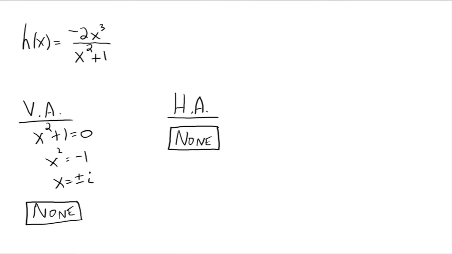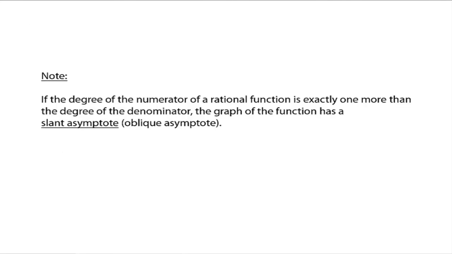But we've got one other asymptote I want to talk about. All right, make a little note. If the degree of the numerator of a rational function is exactly one more than the degree of the denominator, then the graph of the function has a slant asymptote, also called an oblique asymptote. All right, here we go.